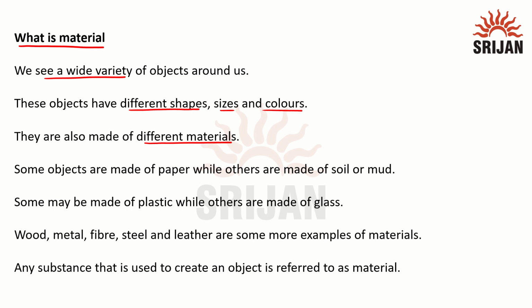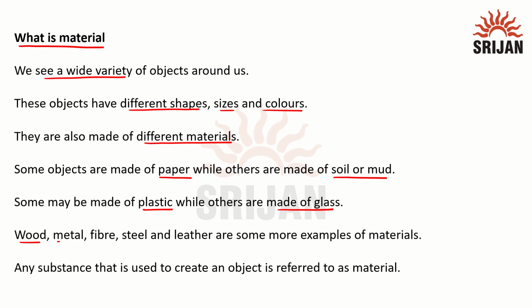For example, we have plastic, from which we can make bottles, containers, etc. Then we have glass. Again, glass can have different objects like glass windows, glass utensils, glassware, etc. Some objects are made up of paper while others are made up of soil or mud. Some may be made up of plastic as mentioned earlier, while others are made up of glass.